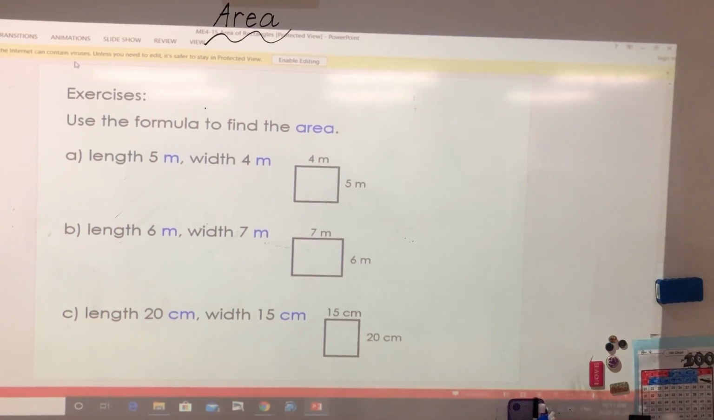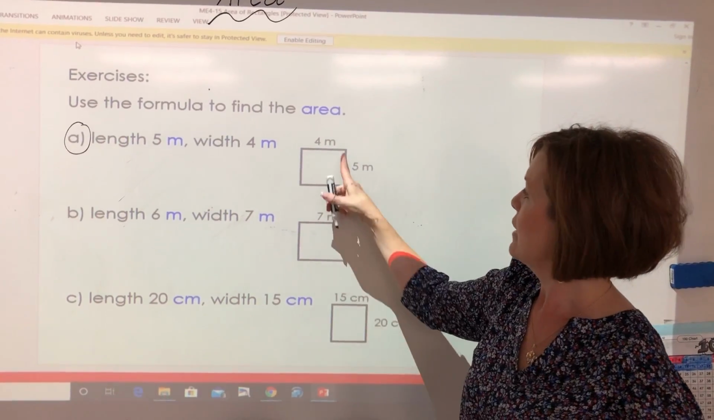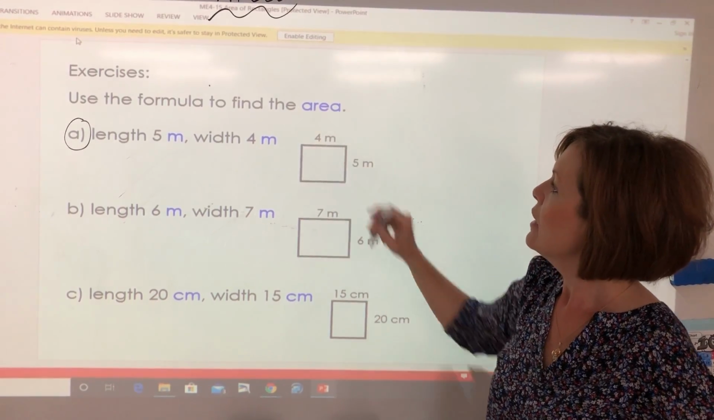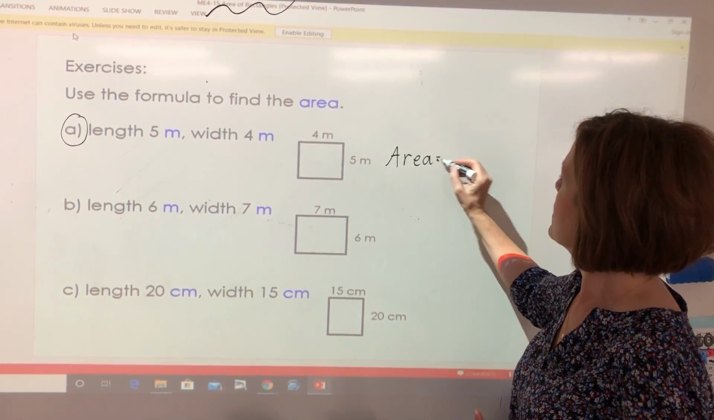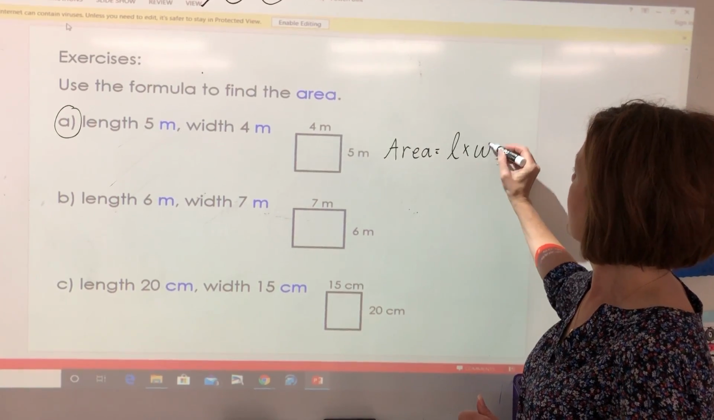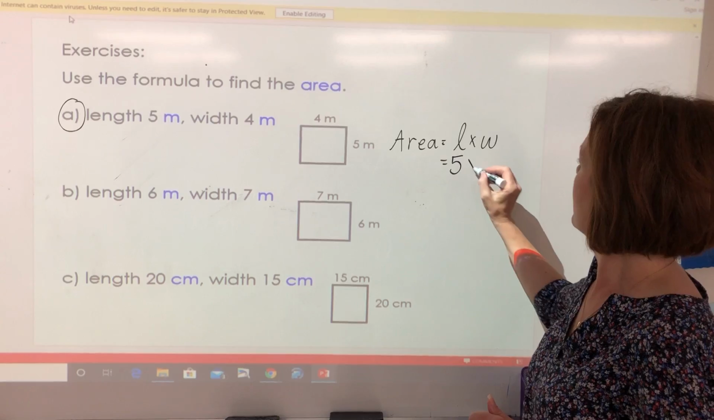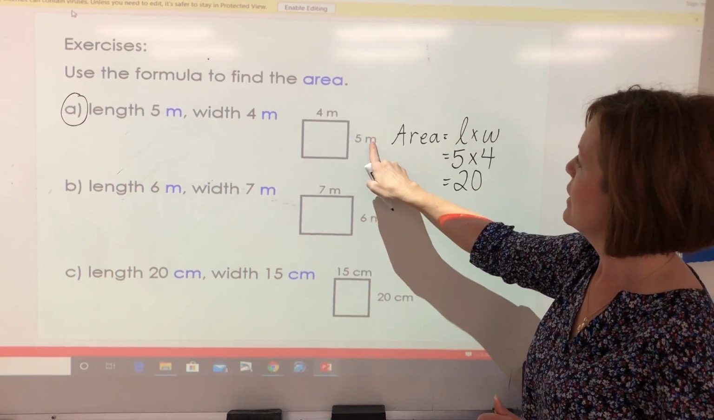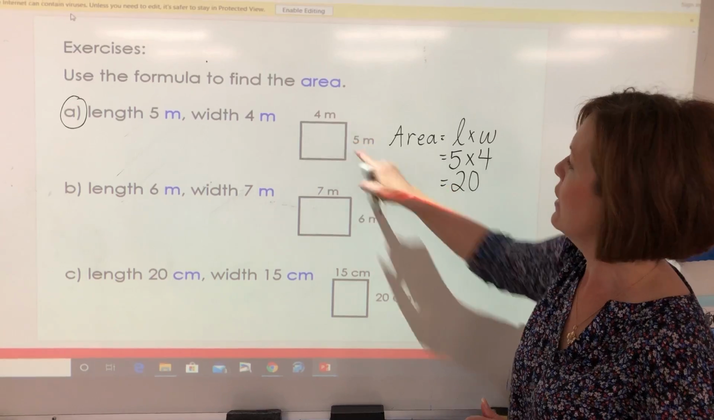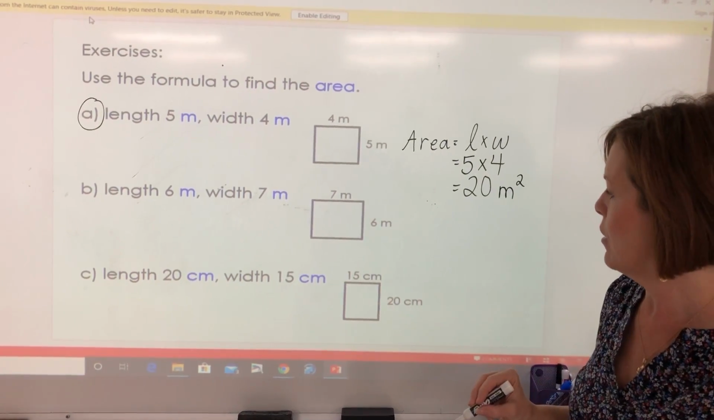So let's just practice a couple. This one, A, its length is 5. They're putting length that way. Width is 4. And how do you find the area? Area equals length times width. So that equals 5 times 4. And that equals 20. And what's my units? In this case, it's meters. So always check what they use. Meters squared. Let's try one more.